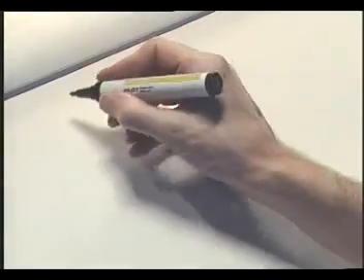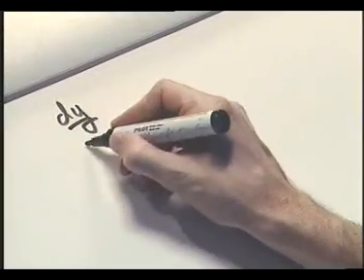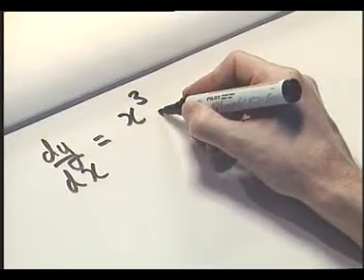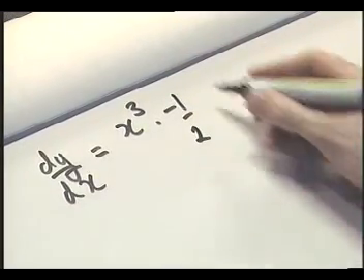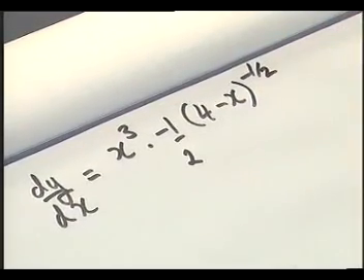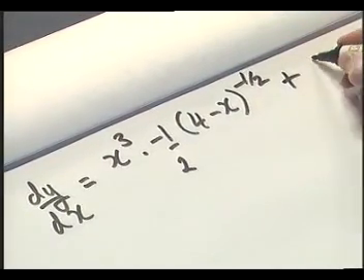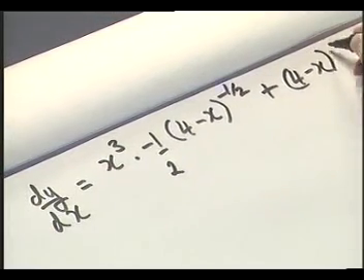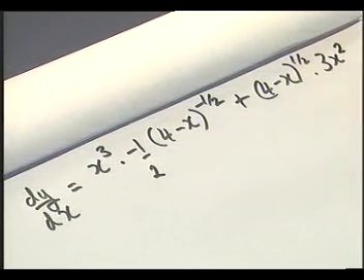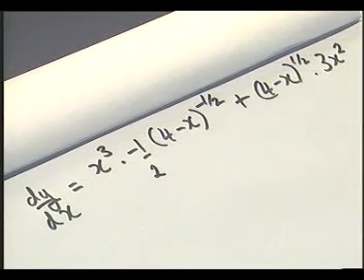So, I'm going to go on to a new sheet, and I'm going to rewrite this at the top of the page, and then we're going to have a look at how we might simplify it. So, dy by dx is equal to x cubed times minus a half, 4 minus x to the minus a half, plus, now we have v, which was 4 minus x to the half, times du by dx, which was 3x squared. And we want to put all this together.